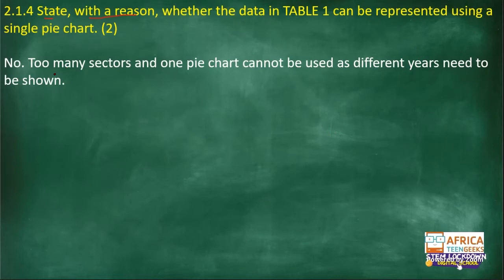So that's like too many sectors, because a pie chart is divided into sectors, right? Like this, when you think of a pizza, a slice of a pizza, let's think of that. A slice of a pizza would be called a sector. So one slice is one sector, another slice is another sector, another slice is another sector.